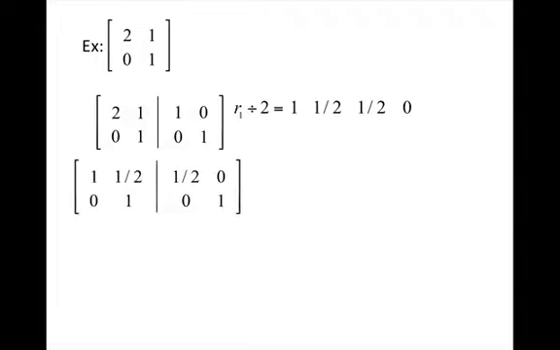I want to make my left-hand side become the identity matrix. So look at the first column. I need this 2 to become a 1. There's not a 1 below it, so to make this 2 become a 1, I'm going to divide row 1 by 2. When I divide row 1 by 2, I get 1, 1/2, 1/2, 0. This is going to become my new row 1.